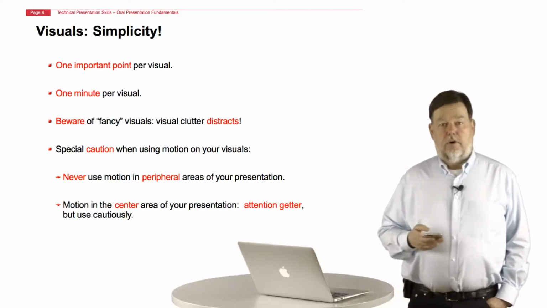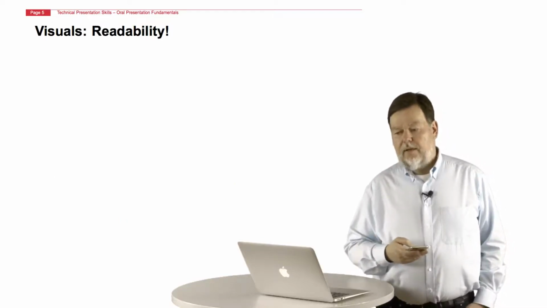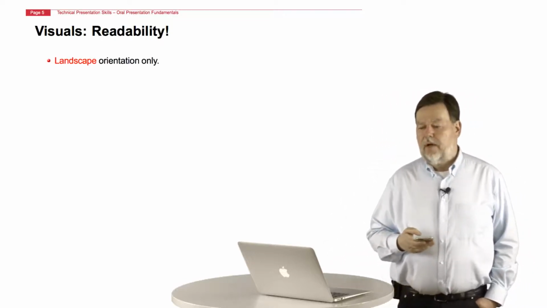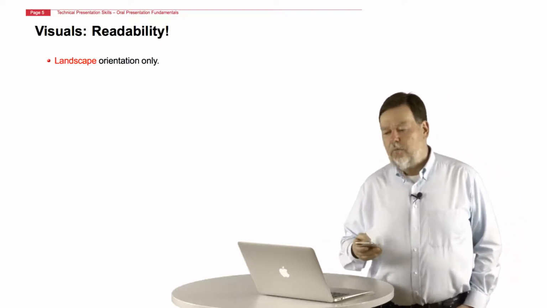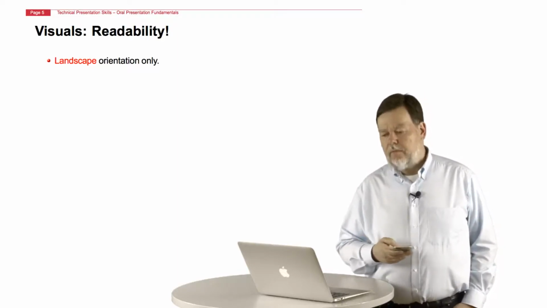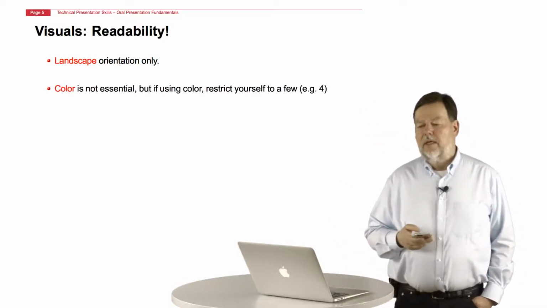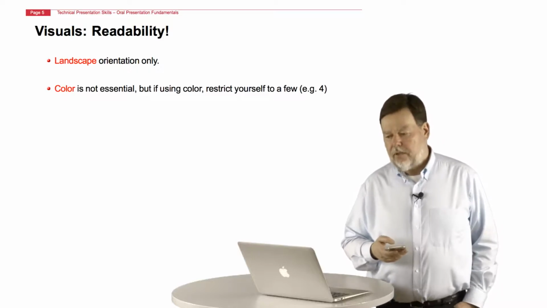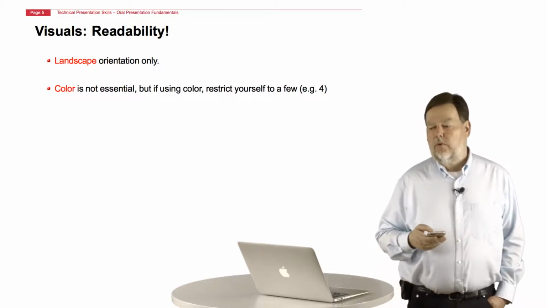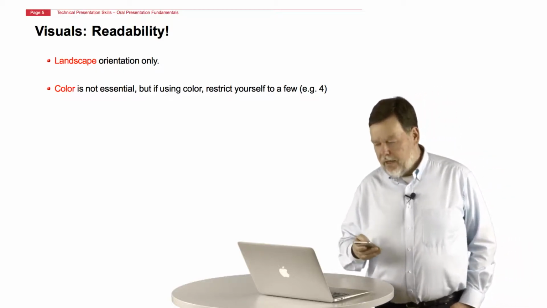Another important point when designing your visuals is readability. First of all, and I think in the time of computer-based projections this is commonplace now, you should really use landscape orientation only. Color is a nice thing, but color should not be essential to your presentation. If you're using colors, then restrict yourself to a few, let's say the 4 cardinal colors, but we'll again get into this.